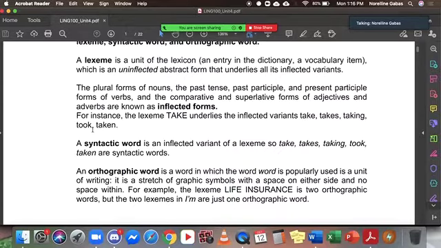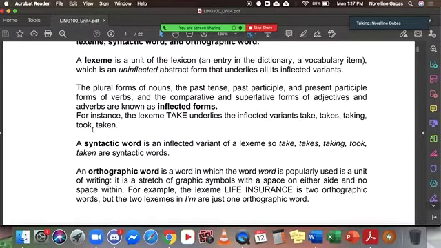Orthographic word, merely words lang siya na pinaghihiwalay, or count ng words sa isang sentence o sa isang phrase. For example, yung life insurance. Life is an orthographic word. Separately, insurance is an orthographic word.